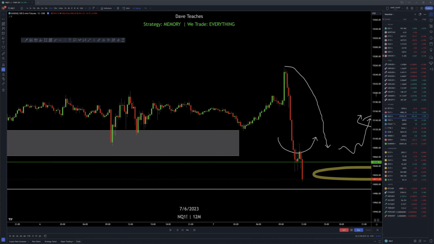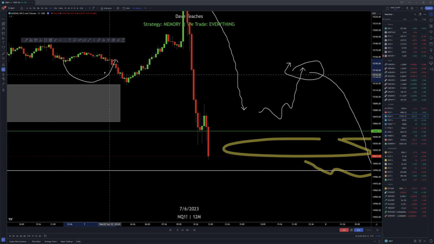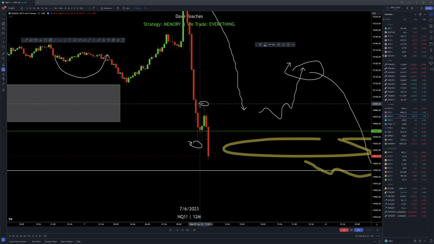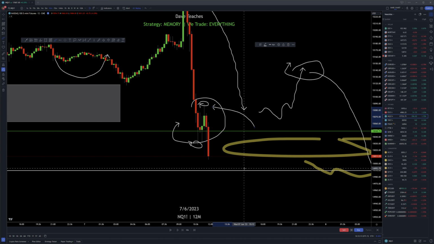So this is something that I want to address. This low into this high is not a previous high and low. In fact, that high is not a part of structure. So there's no way that that low could be.